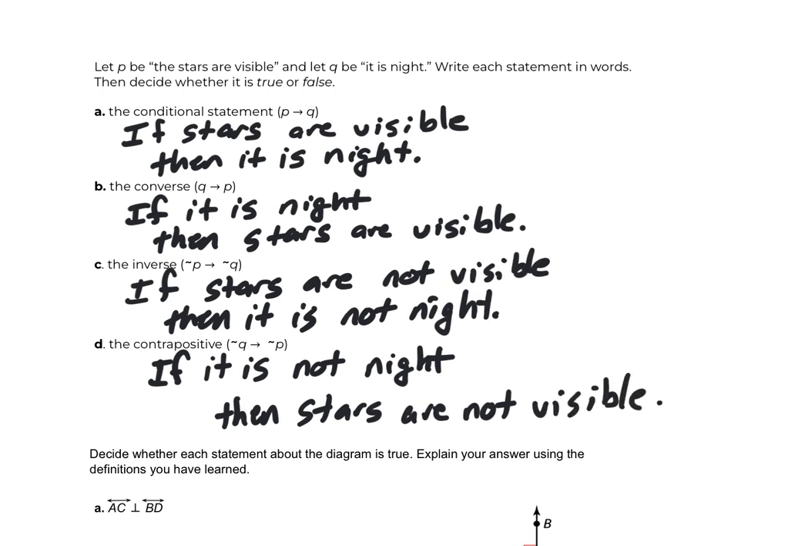Who wants to take the conditional? If the star is visible, then it is night. Yep. And conditional is usually one of the easier ones because we're just putting if and then in there with the P and the Q that we're given at the front. So if stars are visible, then it is night. We'll come back to the truth statement here in just a second. Okay. Converse. If it is night, then the stars are visible. Okay. Good.